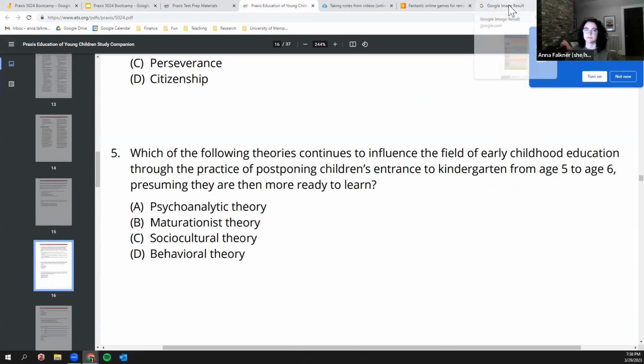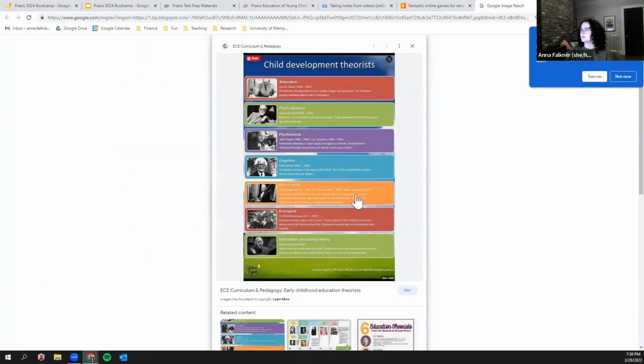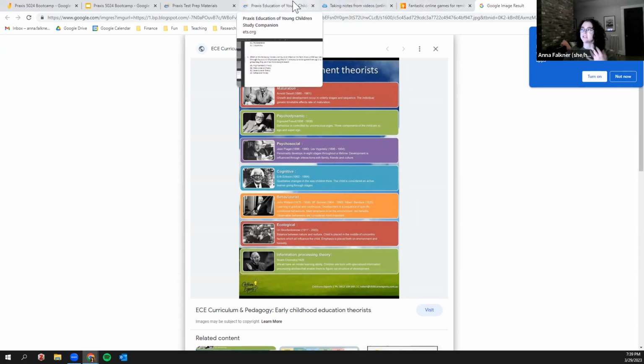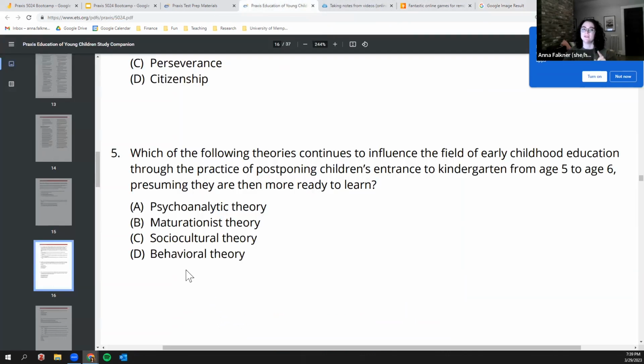This one's real tricky. This one is really around the maturationists. So Arnold Gesell said that basically maturation occurs through biological processes. And so you have to wait until children are physically and biologically ready. So in this case, the maturationist theory is the one that is influencing this.